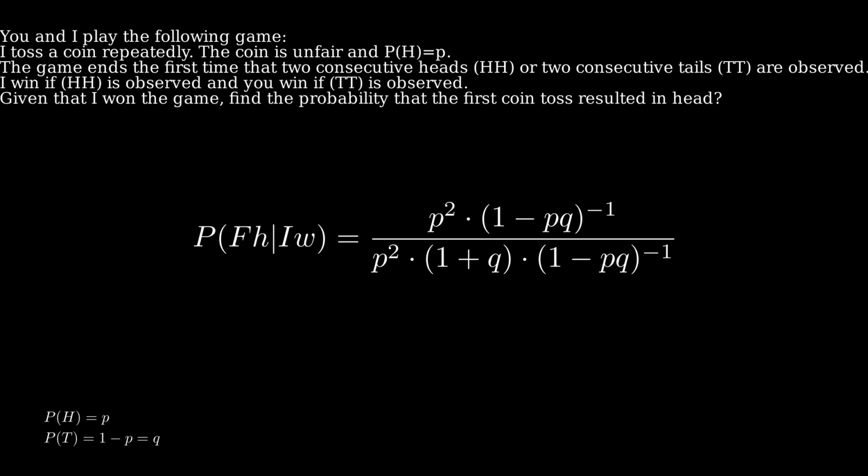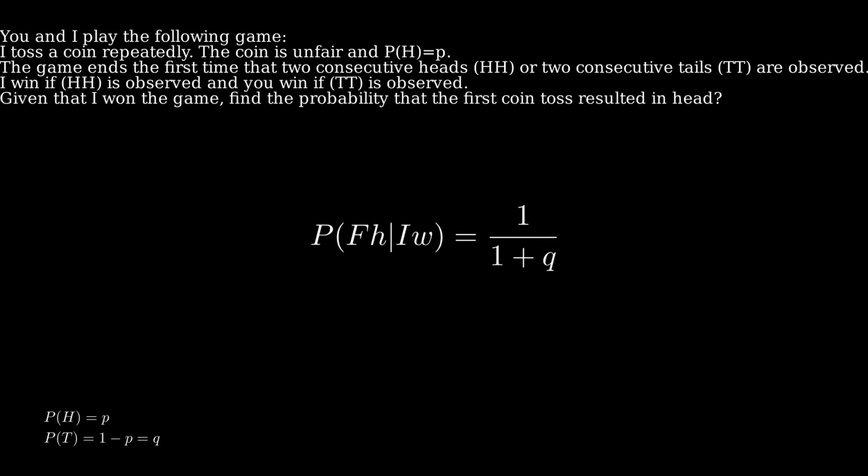Let's get rid of common factors. Remember that Q is 1 minus P. There we have it.